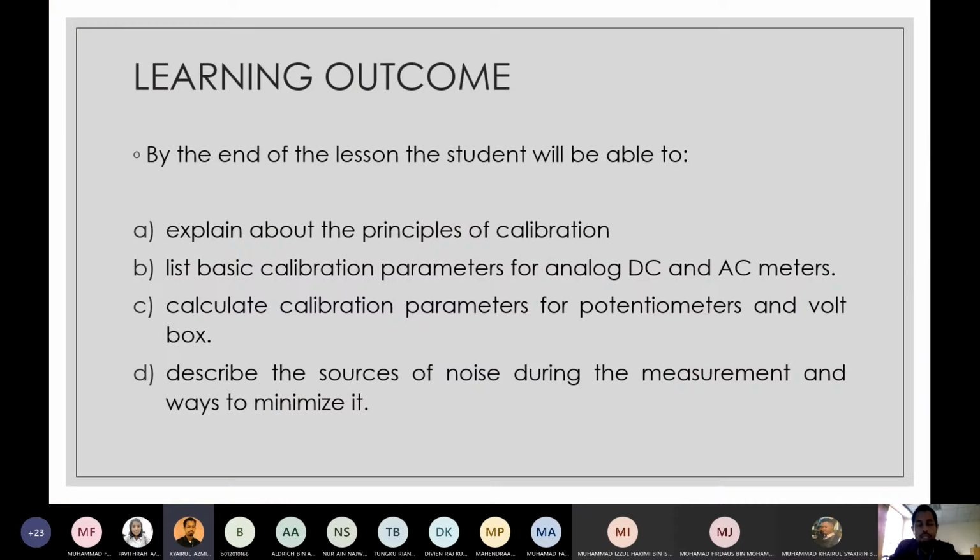So this is the expected learning outcome by the end of the lesson. Number one, to be able to explain the principle of calibration. Number two, to list basic calibration parameters for analog, DC and AC meters. Number three, to calculate calibration parameters for potentiometers and volt box. These are the two items that we are going to look into on how to calibrate today. And number four, to describe the sources of noise during the measurement and ways to minimize it. Okay, so A, B, and C are basically the same subtopic, and D is another subtopic.